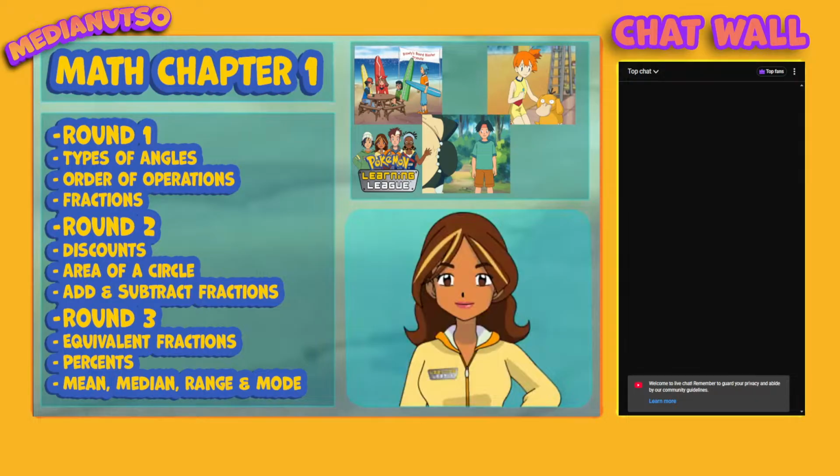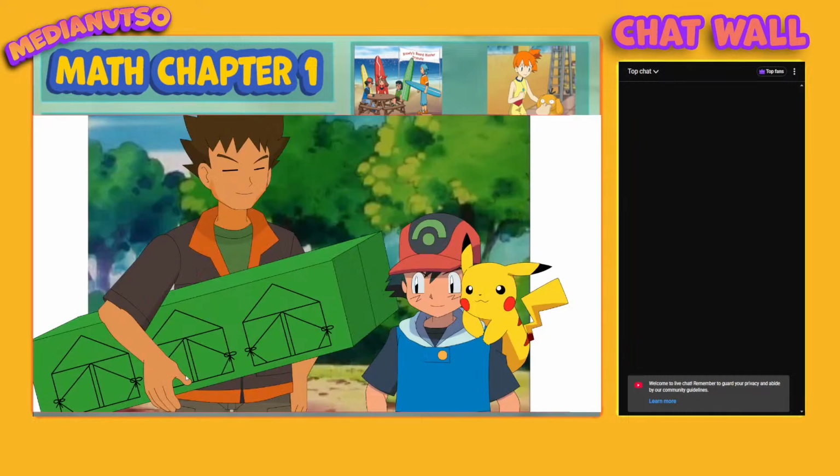Let's get things started with the first lesson on types of angles, in which we find Ash and Brock camping down and needing to pitch up their tent, but they are having trouble following the directions as they're being presented in various angles. That sounds very thrilling. Here we go.